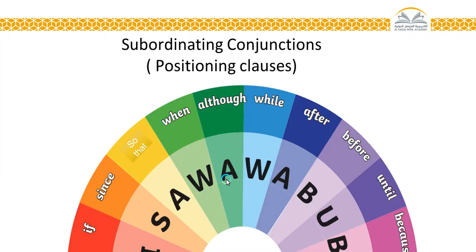As you see here, my students, we have subordinating conjunctions, which are positioning clauses. Here are our positioning clauses, or subordinating clauses: so that, when, after, before, and because. If you open your books, as we said, language book page 145, you will find these subordinating conjunctions.